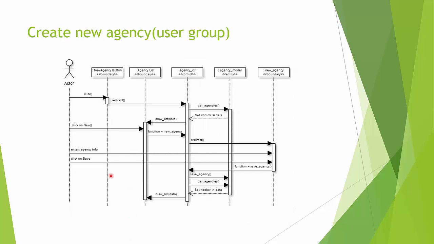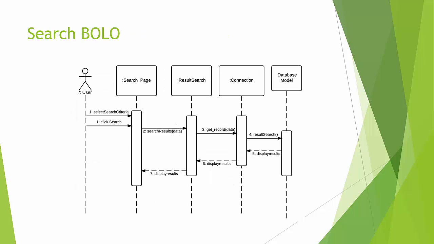Here we can see the Create New Agency sequence diagram, where the actor clicks the New Agency button, then clicks on New in order to create a new agency, enters the information, and then clicks on Save. After that, the system will display the list with all the agencies enrolled.